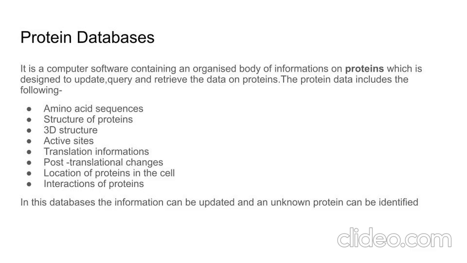Protein database is computer software containing an organized body of information on proteins, which is designed to update, query and retrieve the data on proteins. The protein database includes the following components: amino acid sequences, structure of proteins, 3D structure, active sites, translation information, post-translational changes, location of proteins in the cell. In this database, the information can be updated and an unknown protein can be identified.